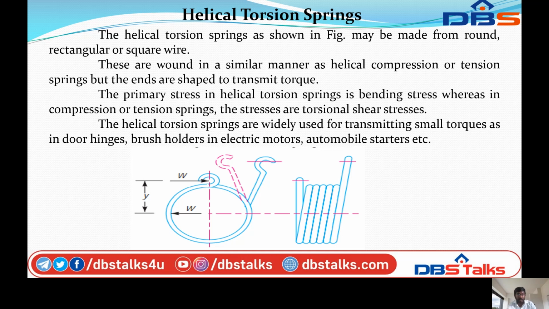This is the helical torsion spring. This is the side view of the spring, and this is the front view, top view of the spring. So weight W is arranged at a distance; the distance from the center to the top is our distance y. So weight W is arranged in the horizontal direction, toward and forward direction.